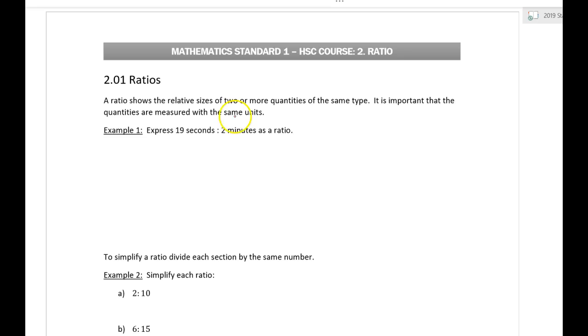So I'm going to convert my minutes to seconds. I'm going to say that 2 minutes equals 120, there are two lots of 60, so 120 seconds. Therefore my ratio is 19 to 120. That's what we're looking for.